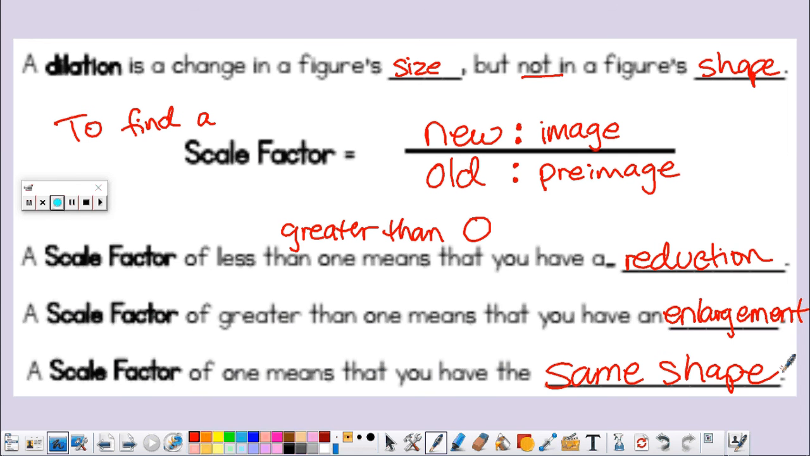All right, so let's actually do a dilation. Okay?